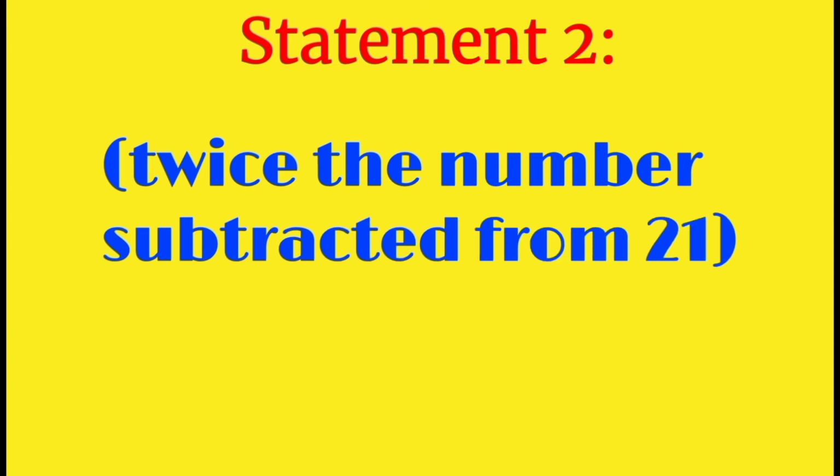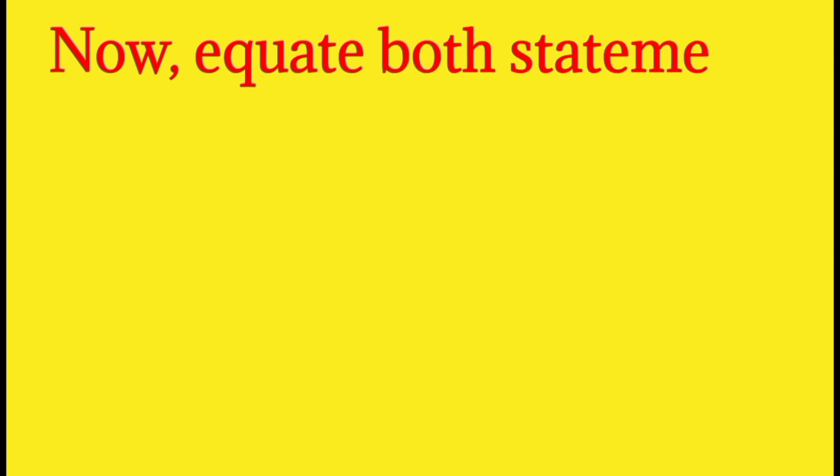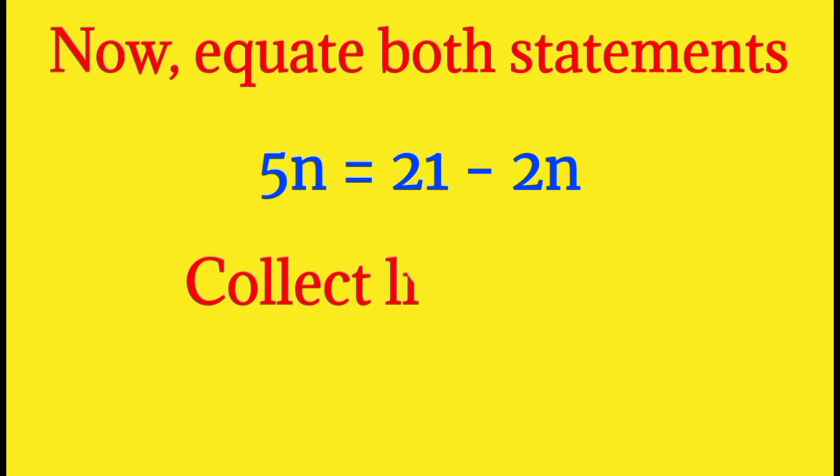Twice the number subtracted from 21. So this will simply give us 21 minus 2n. Now we are going to equate statement 1 with statement 2 to form a complete equation. And when we do that, we have from statement 1, 5n is equal to 21 minus 2n from statement 2.